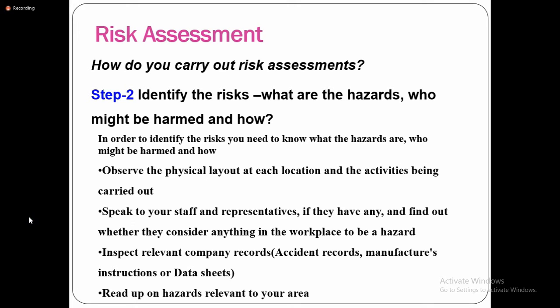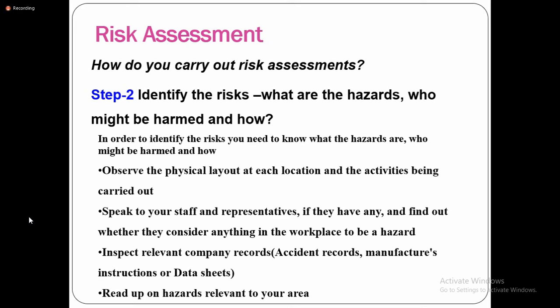We observe the physical layout and each location's activities being carried out. You can speak to your staff and workers around that area and find out whether they consider anything in the workplace to be a hazard. And you can check the relevant records of the organization, like accident reports or near miss reports, or manufacturer's instructions, manuals or data sheets. Based on that, you can identify what the hazards are around that area.